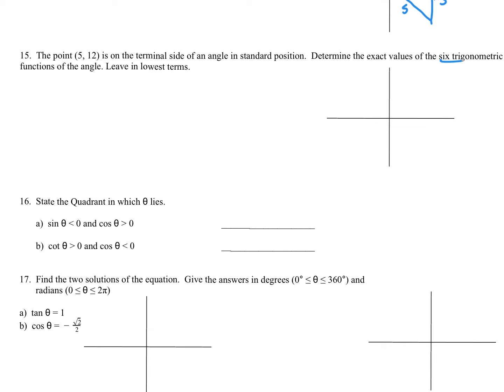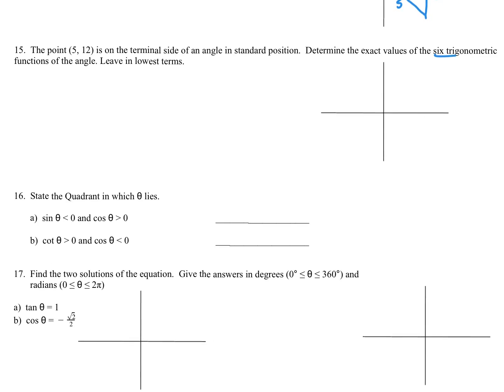So it is 5/12, and it's on the terminal side. Exact value. So this is 5/12 here, over 5, up 12. And if I did the Pythagorean theorem, this is a 5, 12, 13. If not, you can do the Pythagorean theorem and find that 5 squared plus 12 squared is 13 squared.